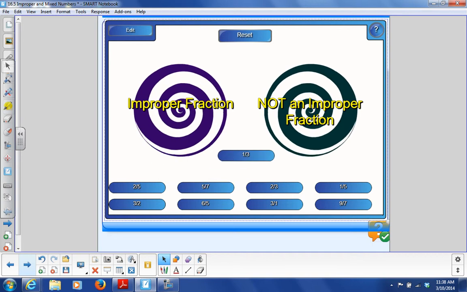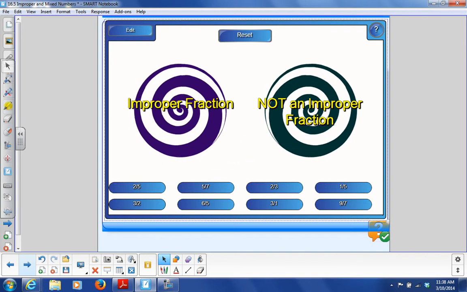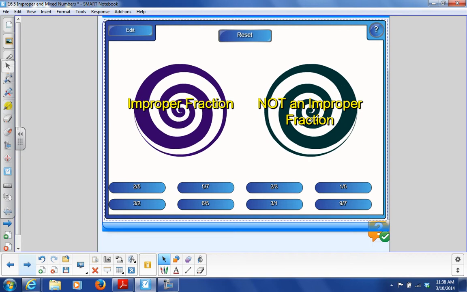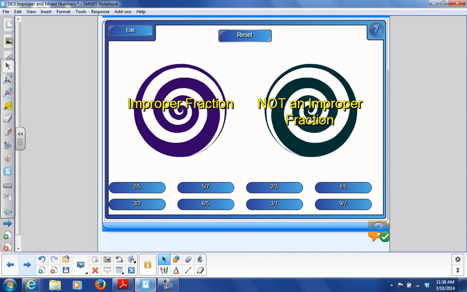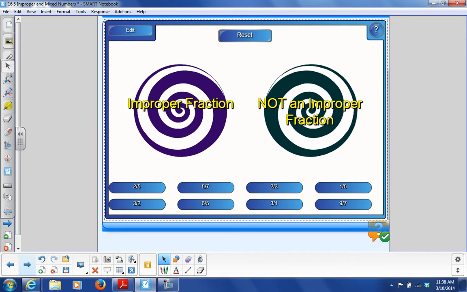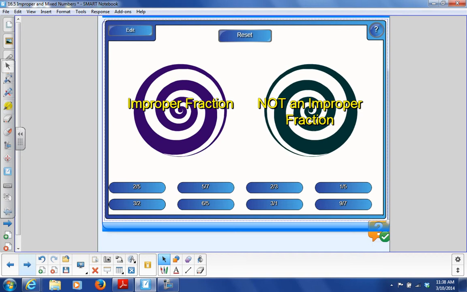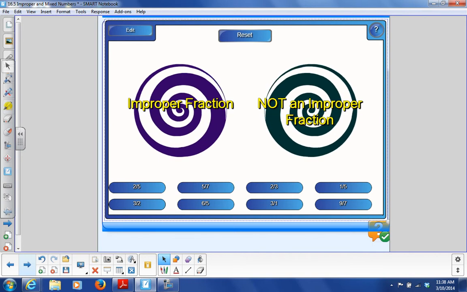Go on. Thank you. Okay, good. It disappears. So 1/3 is not an improper fraction. Why, Kaylin? Okay, I don't have a bigger number in the, what is the top number called? The numerator. Thank you. Shaylin, come up.